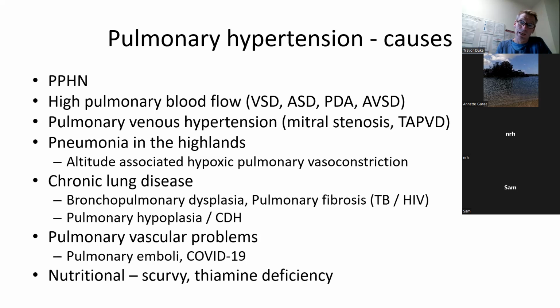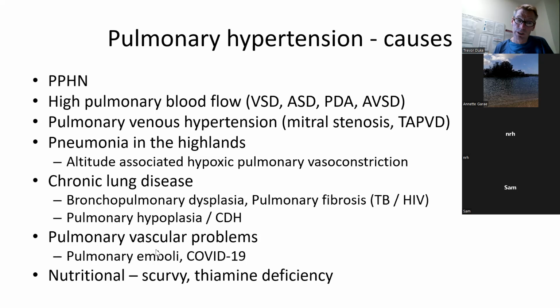And then there's babies that have chronic lung disease, like bronchopulmonary dysplasia related to their prematurity, or if they have bronchiectasis from TB or from HIV, then they can get cor pulmonale. Their chronic lung disease can lead to pulmonary hypertension, right? And then some babies have pulmonary hypoplasia. They're born with small lungs, or if they've got congenital diaphragmatic hernia, they're born with small lungs, and they can have pulmonary hypertension because of that.